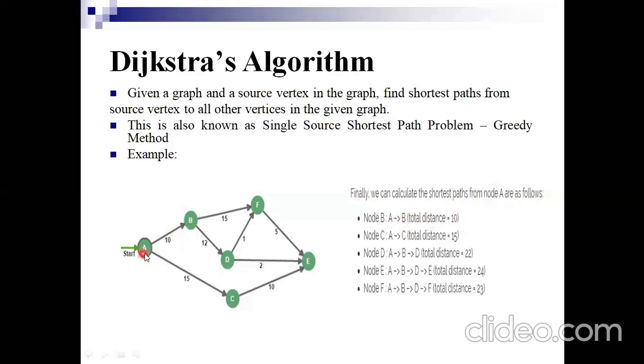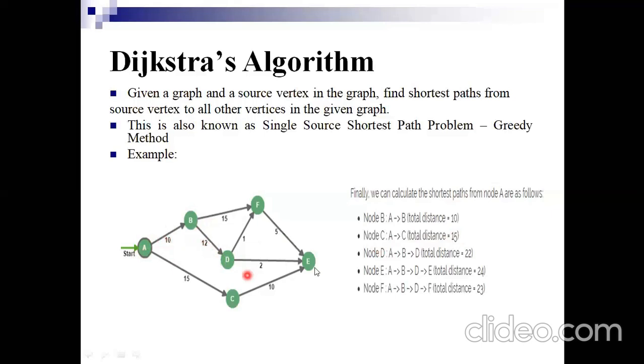Similarly, A to C. I can reach C with the path A to C, whose distance is equal to 15. Similarly, we have D. I can reach D from A through the path A to B, then B to D, which is of distance 22. 10 plus 12 is 22.